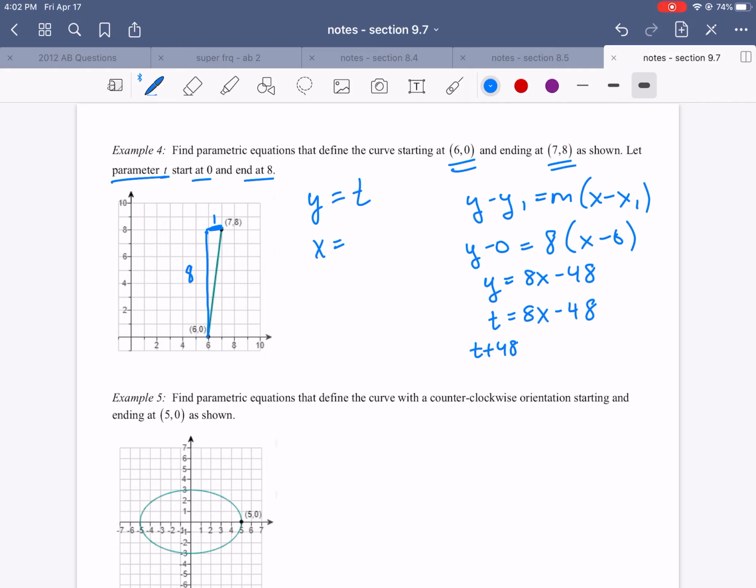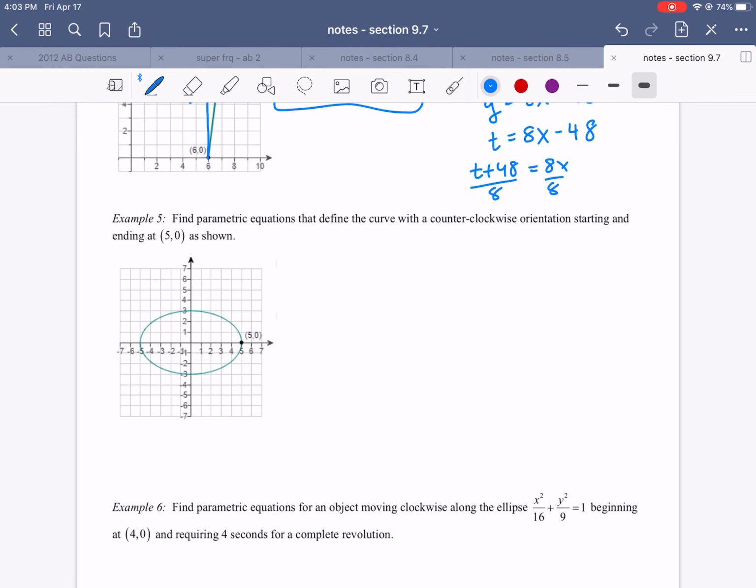So t plus 48 is equal to 8x. Go ahead and divide both sides by 8. And I'm going to go ahead and split through the numerator for my final answer. So t divided by 8, or 1/8 t, plus 48 divided by 8, which will be 6. And here is my parameterization.